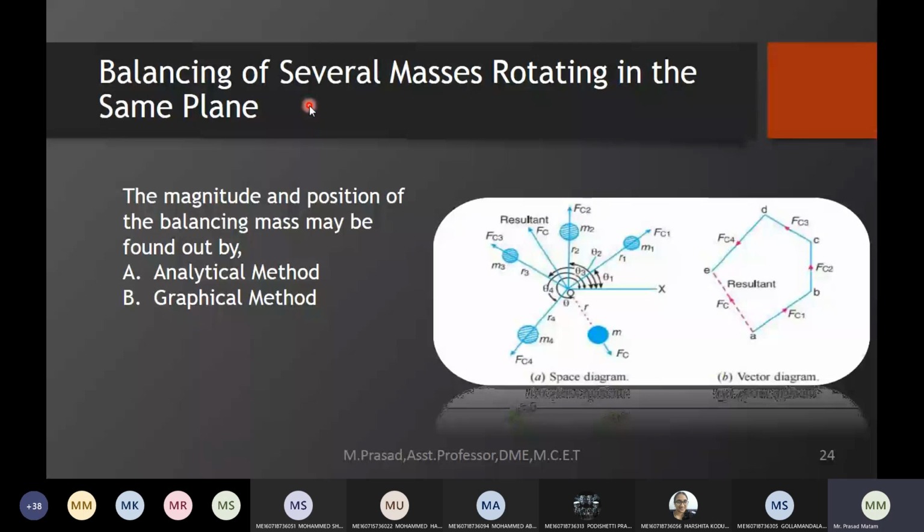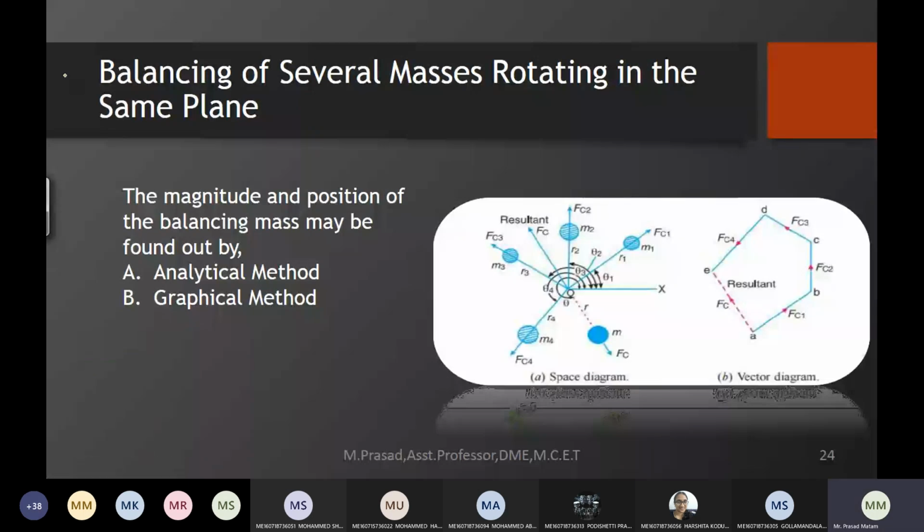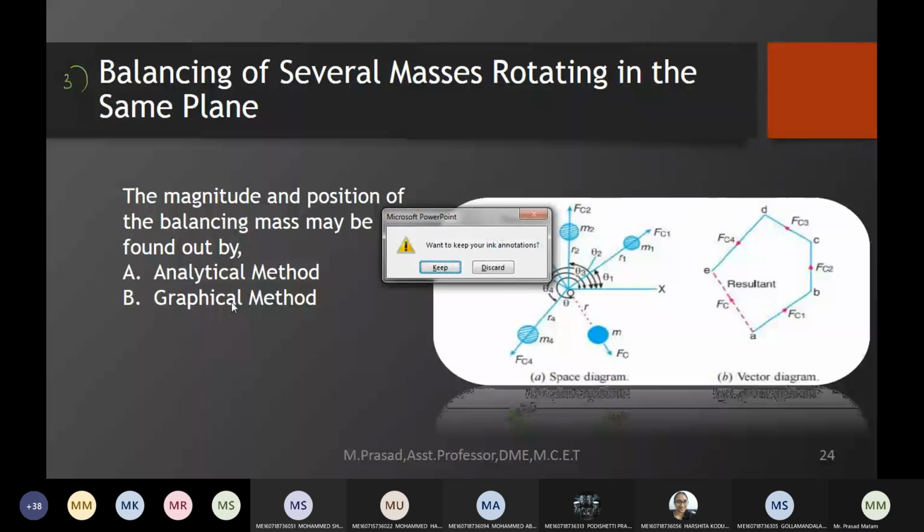Up to now I have done the two cases. This is my case 3, balancing of several masses rotating in the same plane. We can do this by two methods: one is the analytical method and one is the graphical method. Let me complete one method now. Analytical first, graphical I will do in the next class. Let me use one more slide for this.